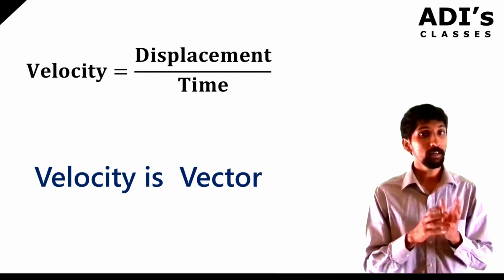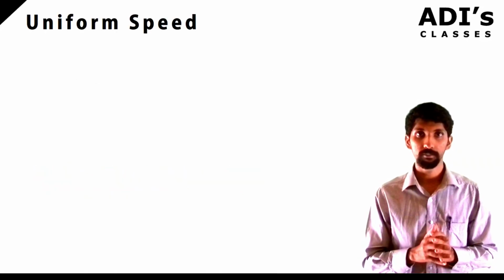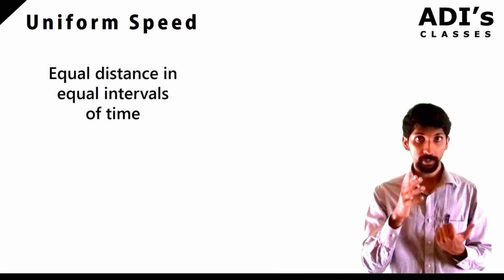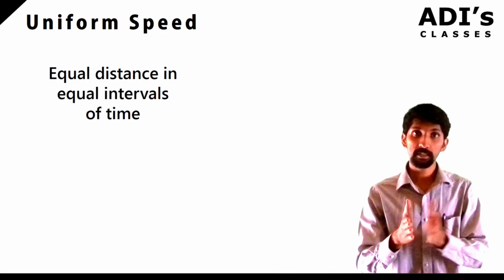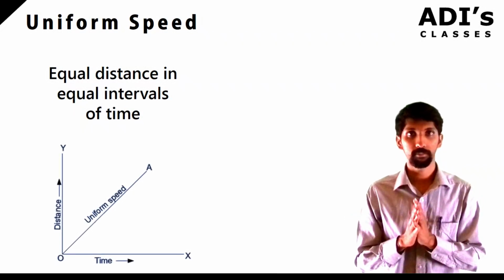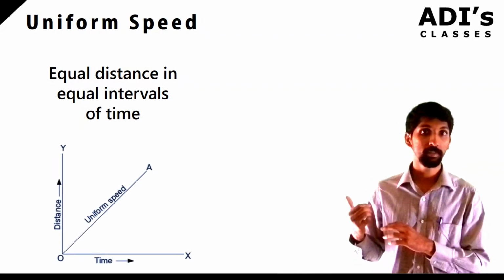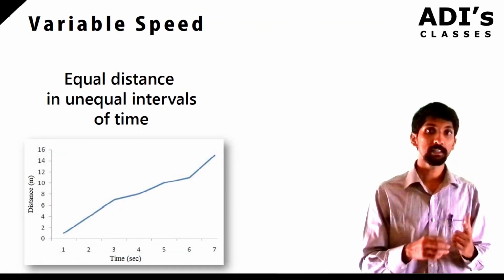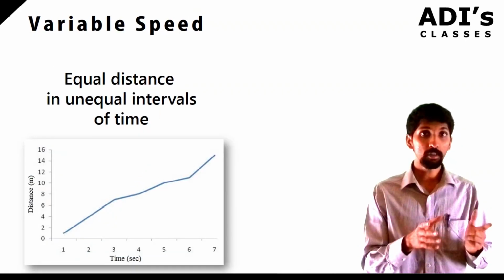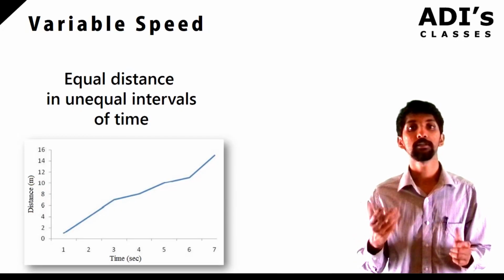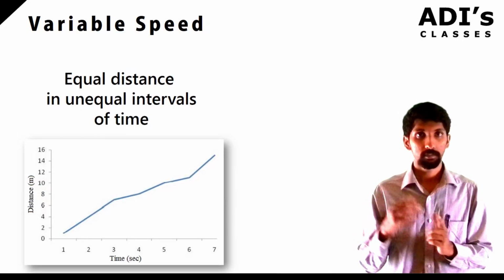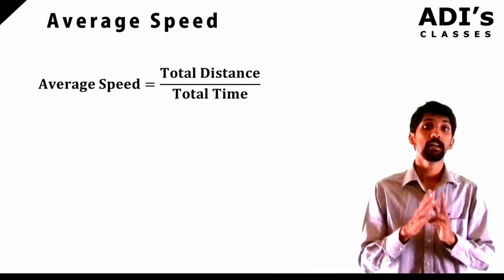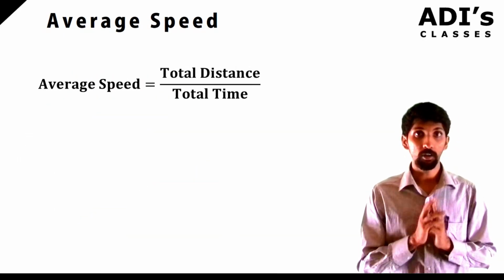Now, there are different types of speeds actually. One is what we call uniform speed. Uniform speed is where it covers equal distance in equal intervals of time. As you can see, this is uniform speed. Then comes variable speed, that is, if it covers unequal distances in equal intervals of time, like this. The third is what we call average speed.